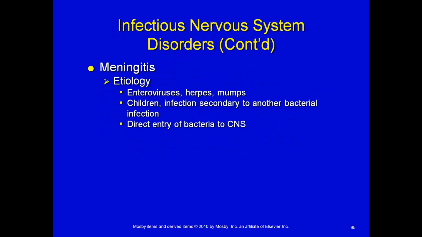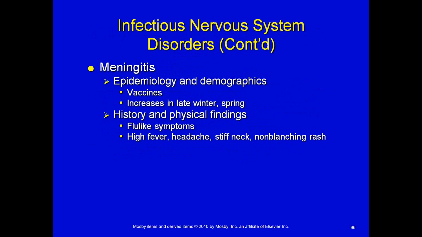It can be caused by an enterovirus. It can be caused by a herpes virus. It can be caused by mumps. In children, it's often an infection secondary to another bacterial infection that they have that spreads to the brain. And it can be the result of the direct entry of bacteria into the central nervous system from penetrating trauma.